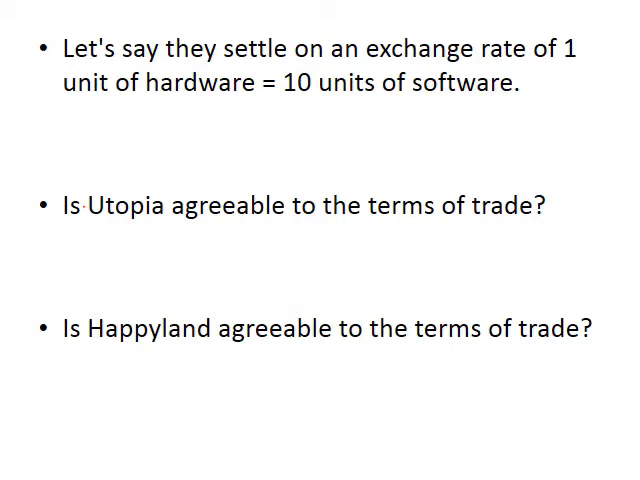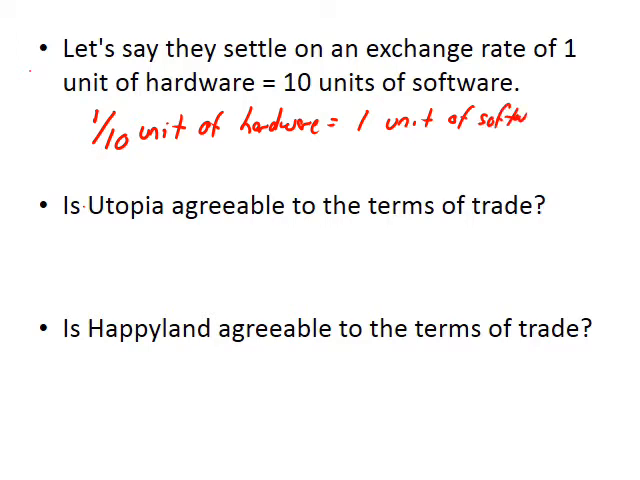So if we take the software and divide it by 10, and we do that on both sides, we would have 1/10th unit of hardware would equal 1 unit of software, just so I can look at it from the standpoint of both countries. So I've taken this ratio of 1 to 10 and turned it around and made it 1 to 1/10th by dividing everything by 10. Is Utopia agreeable to the terms of trade?